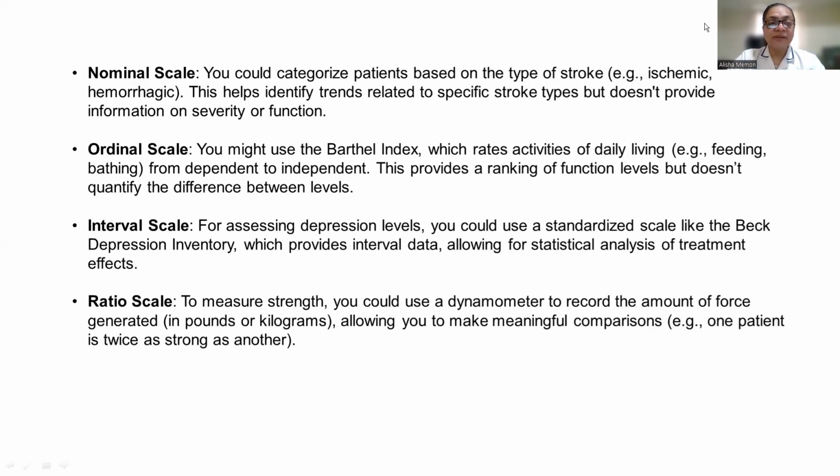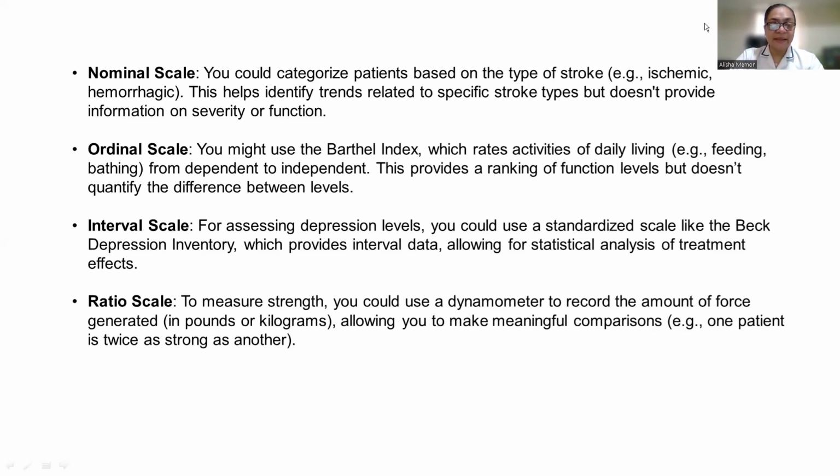So if we take a nominal scale, we can categorize patients based on the type of stroke, like is it ischemic stroke, hemorrhagic stroke, etc. This will help us identify trends related to specific stroke types, but it is not providing us details about how severe or how intense the stroke is. It will just tell you the type of stroke when it comes to nominal scale.